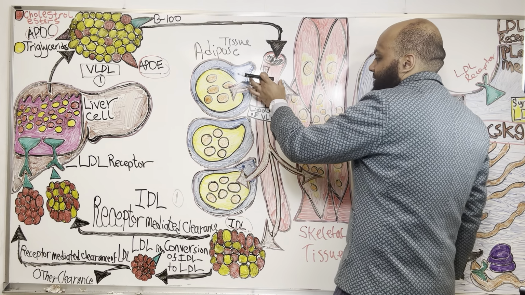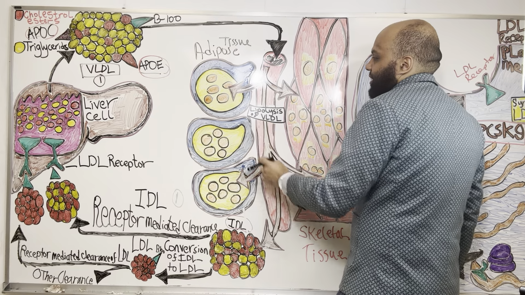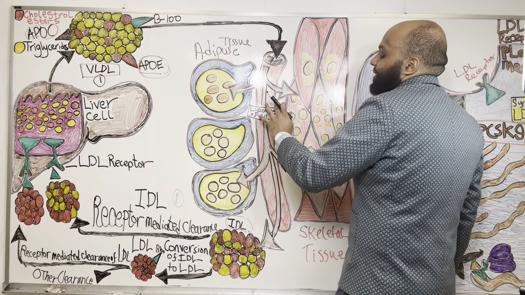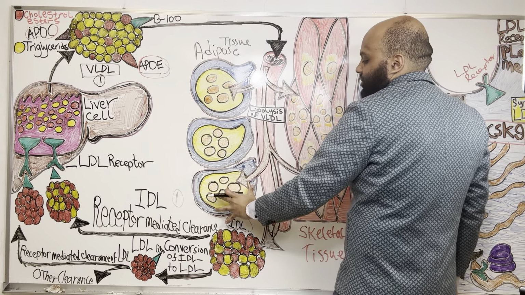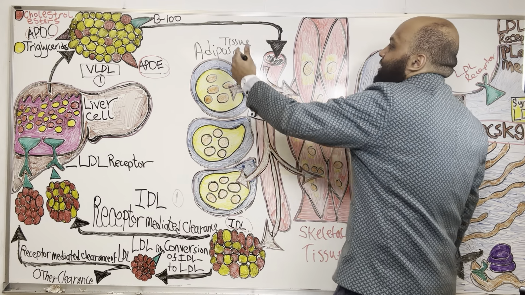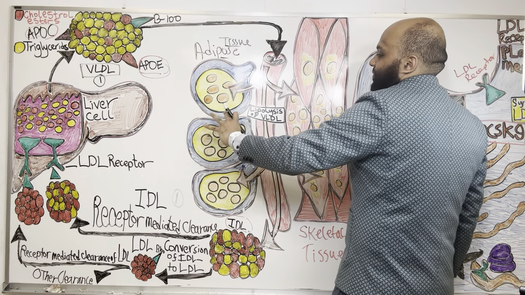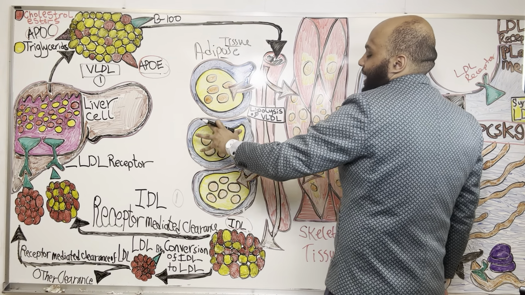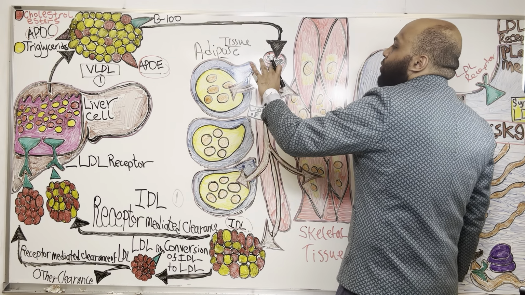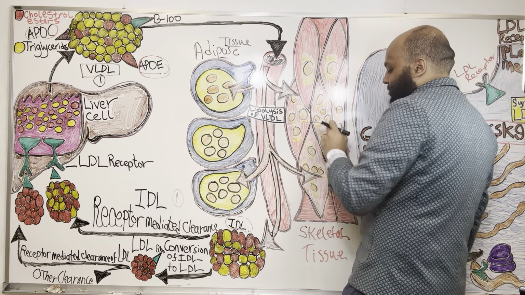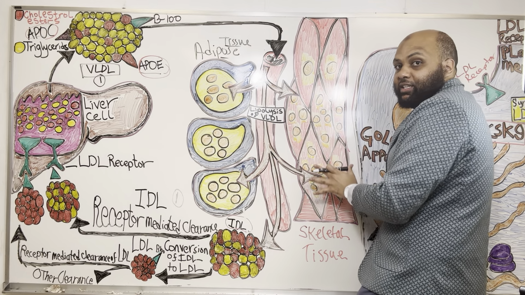Once the very low density lipoprotein is inside the blood vessel, it has one of two options. It can either go here in this structure, and that is the adipose tissue. This is the adipose tissue. We can store the fat, the VLDL, in the adipose tissue, or we can send it into the skeletal muscle. You see, that's a skeletal muscle.